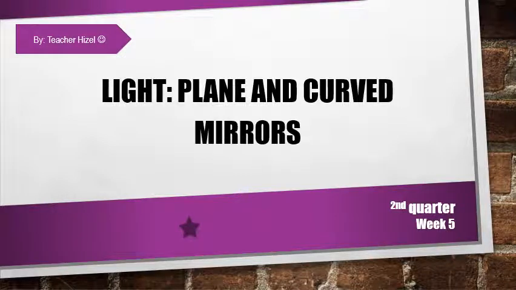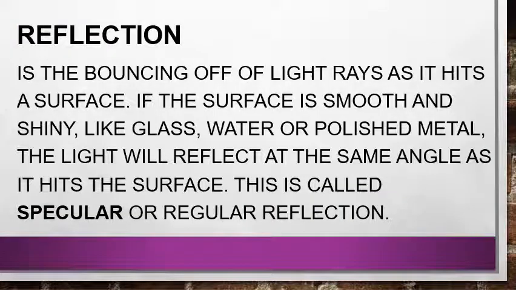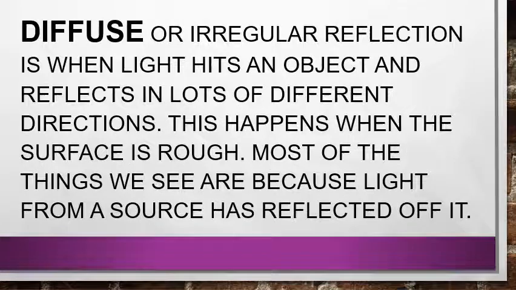Today, our topic is about light, plane, and curved mirrors. Reflection is the bouncing of light rays as it hits a surface. If the surface is smooth and shiny, like glass, water, or polished metal, the light will reflect at the same angle as it hits the surface. This is called specular or regular reflection.